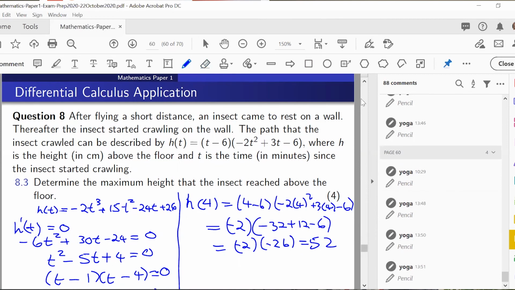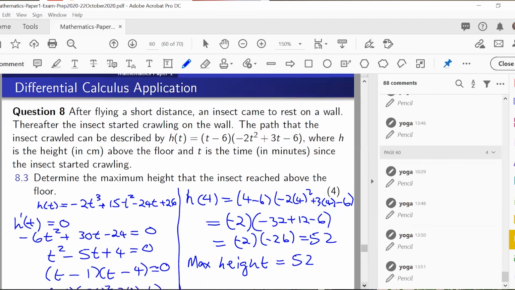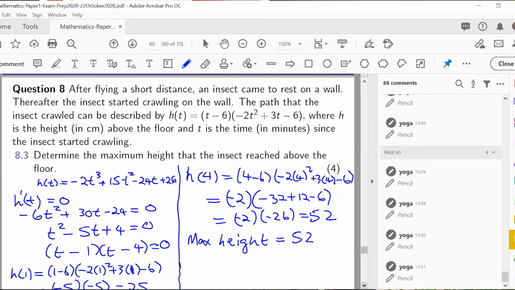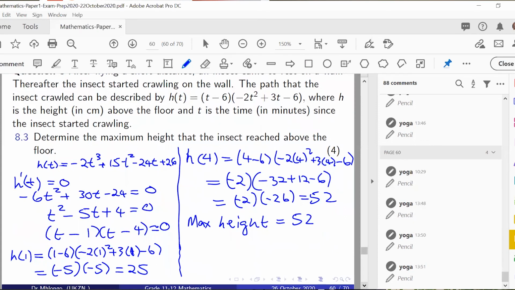Therefore, the maximum height is 52, because that is the highest, and it is reached when t is equal to 4.